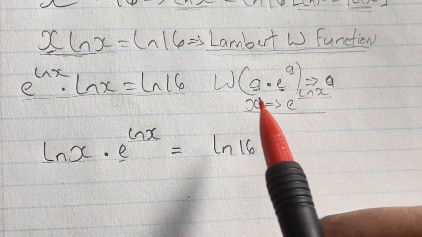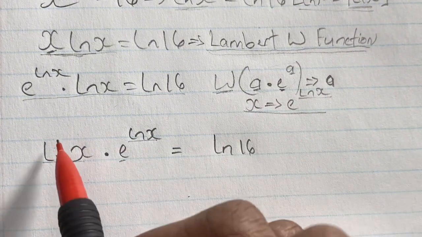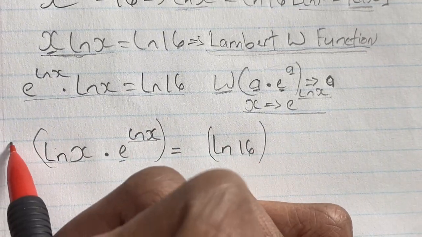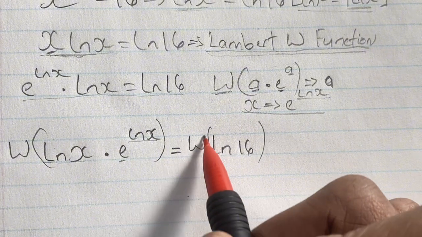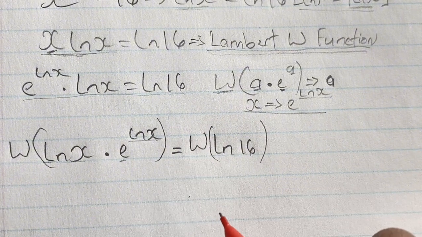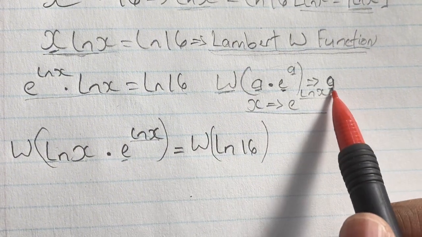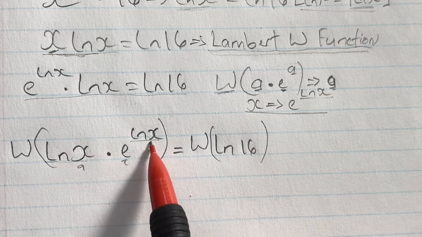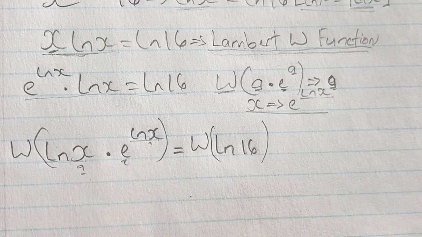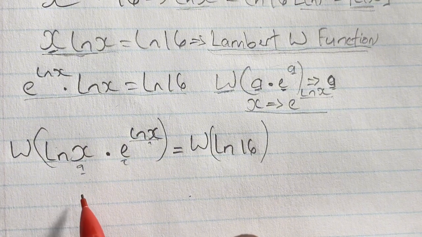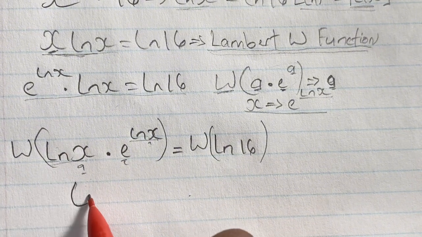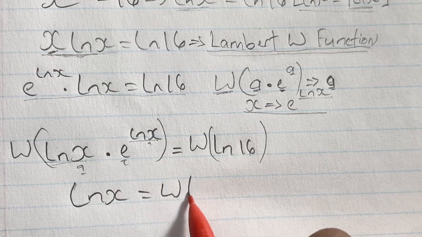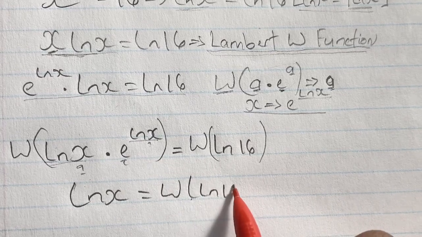So therefore we can apply our W function to this expression, and we apply this function to both sides of this equation. So we say W of ln x times e to the power of ln x is equal to W of ln 16. And as we have established, W of a times e to the power of a, here we have a in the base and a in the power and e in between, so we know that the value of this expression is the value of a, which in this case is ln x. And so we say that ln x is therefore equal to W of ln 16.